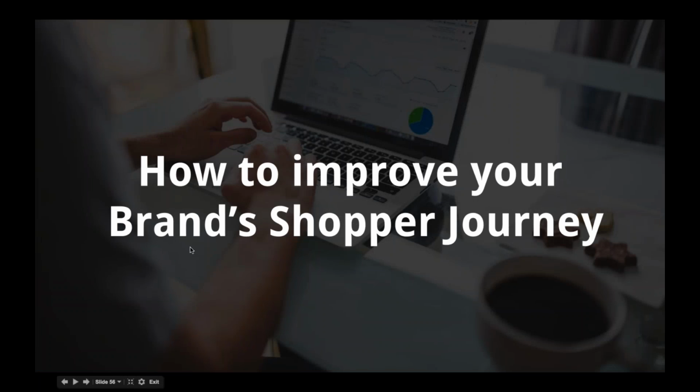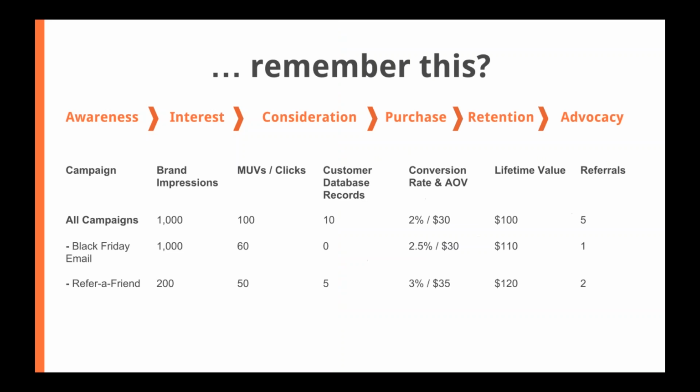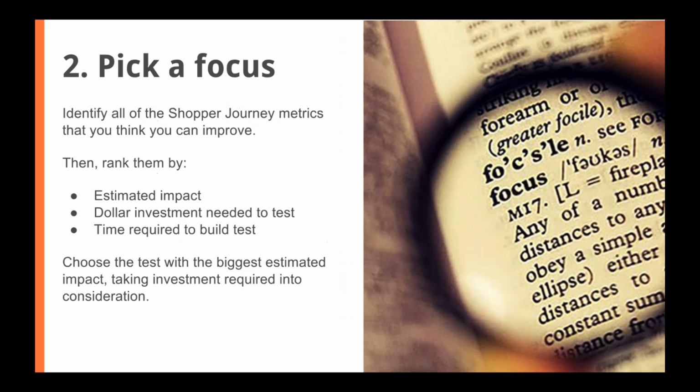Okay, great. So real quickly, I know we've got a bunch of questions rolling in, and we only have a couple minutes left, so I'm going to fly through these last few slides here. But how do you improve your brand's shopper journey? One is to map out the journey and aggregate all your data. So if you remember this table that we were looking at a second ago, it really is all about being able to capture all this data so that you know what's happening and where you can start to move the dial. Two is to pick a focus, identify all the metrics that you can improve, and then start to rank them by estimated impact, dollar investment needed, and then time required to build out and test.